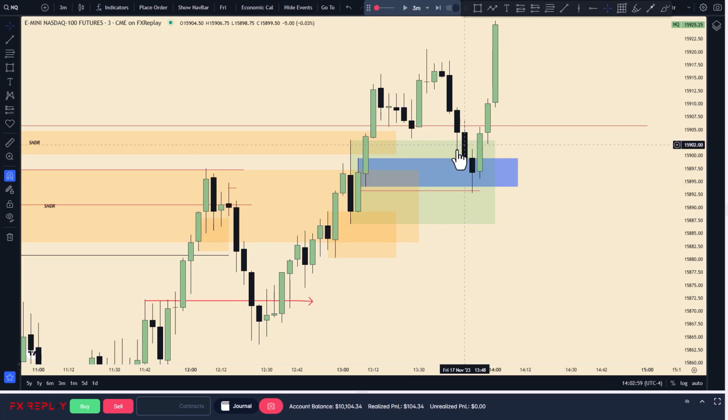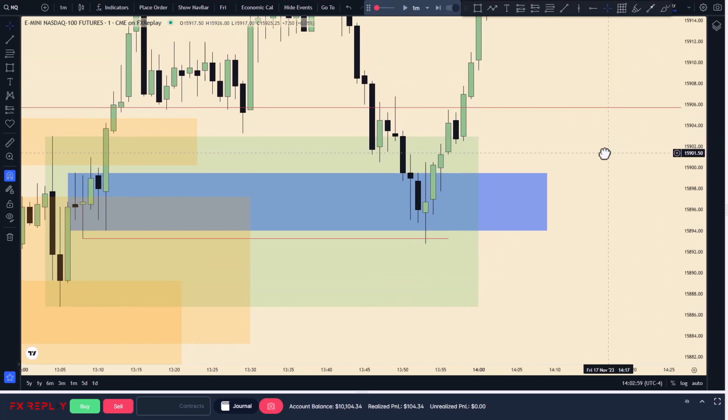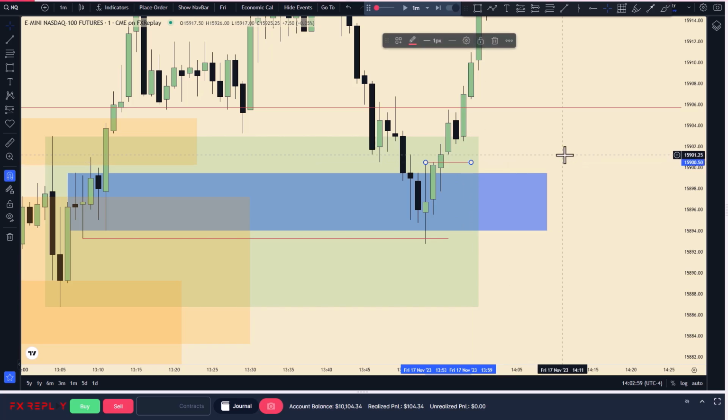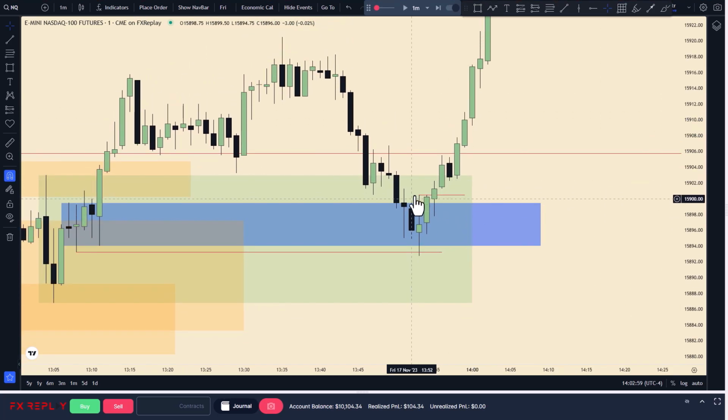Or I can take the first top, second top scenario. But you can see that the SNDR beautifully pushed price to the upside, the one responsible for the break above this. Let's go back to the 1 minute. So basically the structure happened here, the break of structure, and there was no pullback into the previous range.